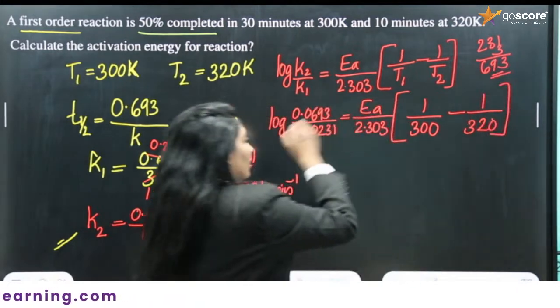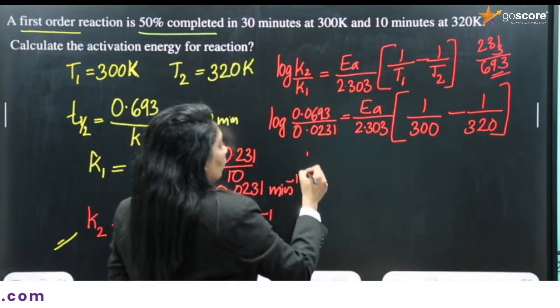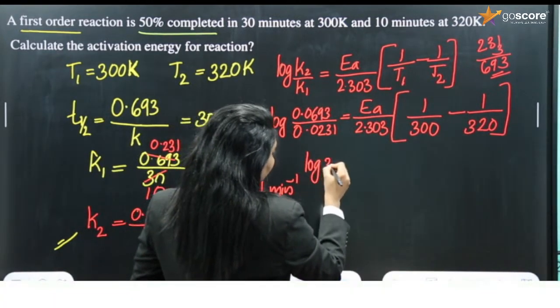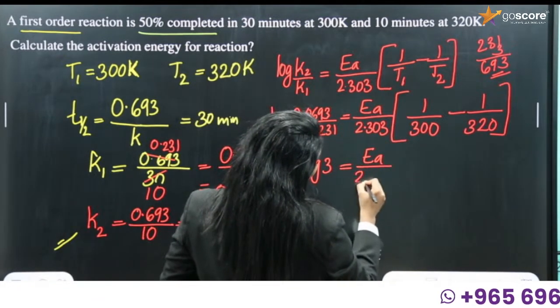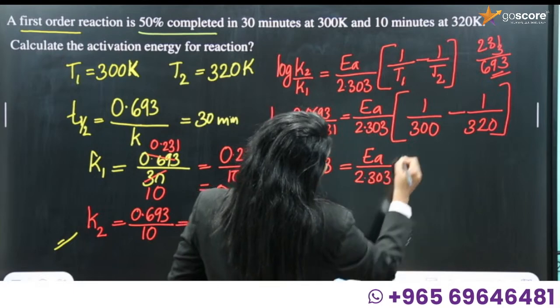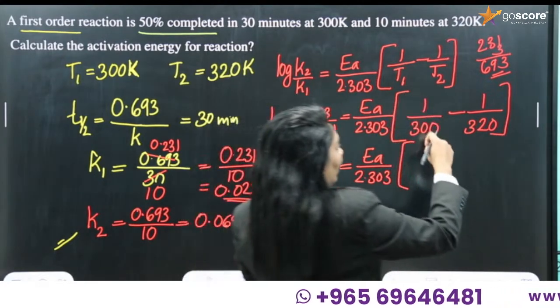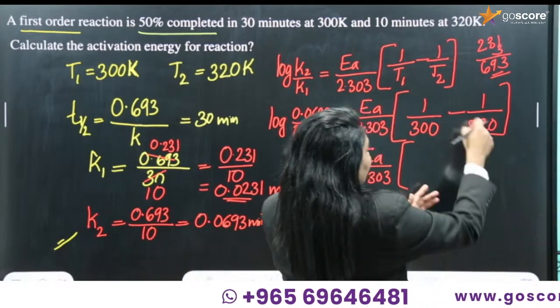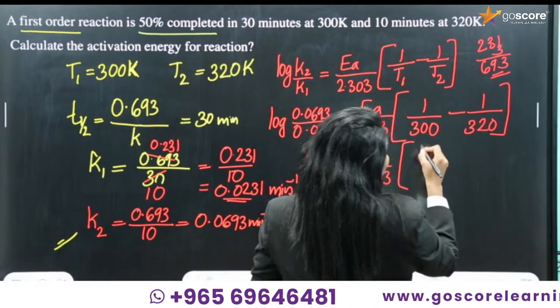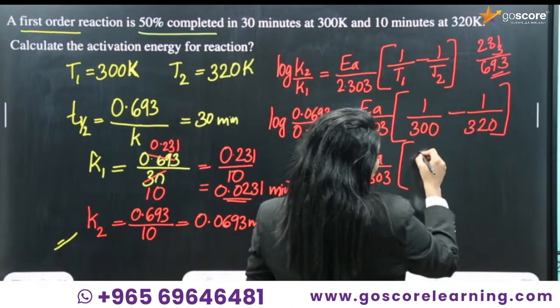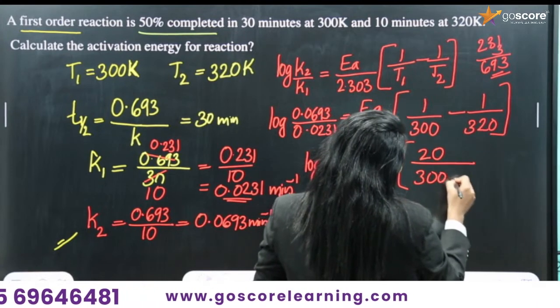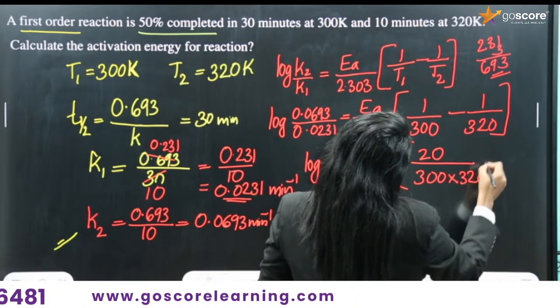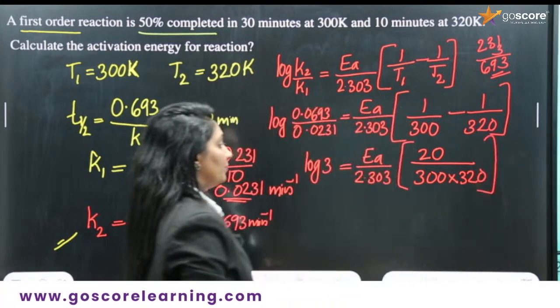693. So, here this value will be log 3 is equal to EA by 2.303 into 1 by 300 minus 1 by 320. Cross multiplication, we will get 320 minus 300, that is 20 divided by 300 into 320. Right?